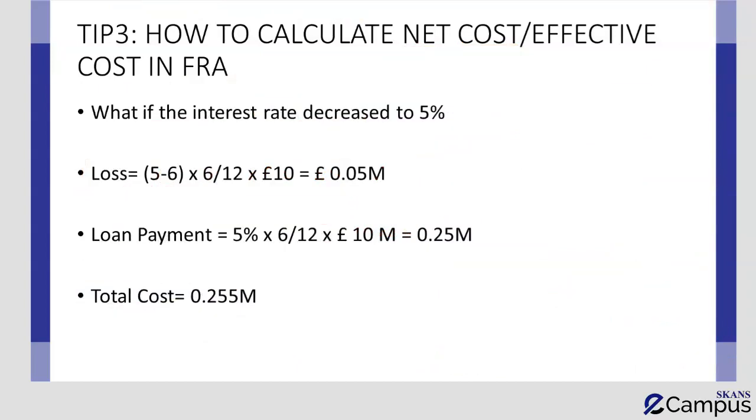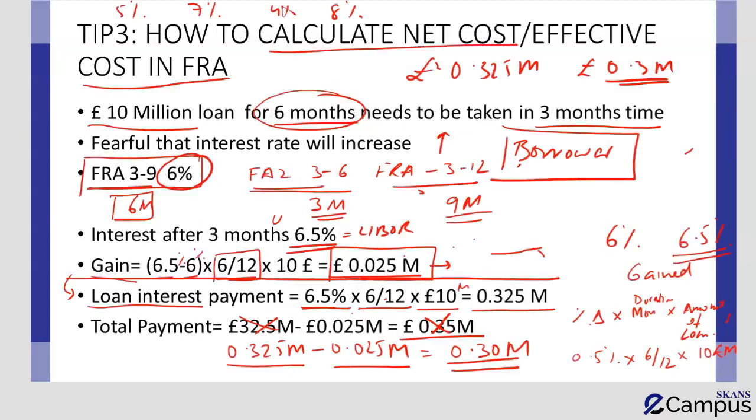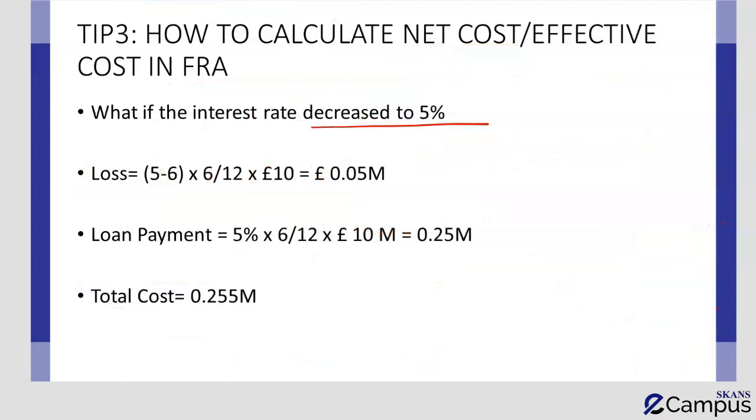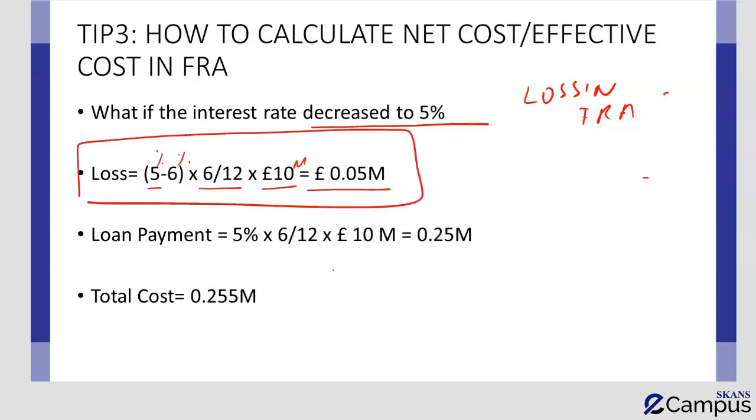Now what if the interest rate decreased to 5%? So we just did an increase to 6.5%. What if it decreased? So I'm a borrower, and if the interest rate had decreased, I would have gotten a loss in my FRA agreement. And how much would have been the loss? Similarly, 5% minus 6% multiplied by 6 by 12 into 10 million pounds, which would have given me a loss of 0.05 million. Now, when I start the contract of loan, which I will do at the market rate, because now my FRA agreement has been settled. So when I calculate the loss, that means I will pay this loss and my contract is settled.